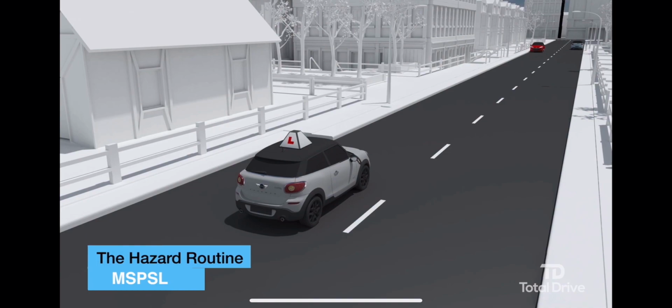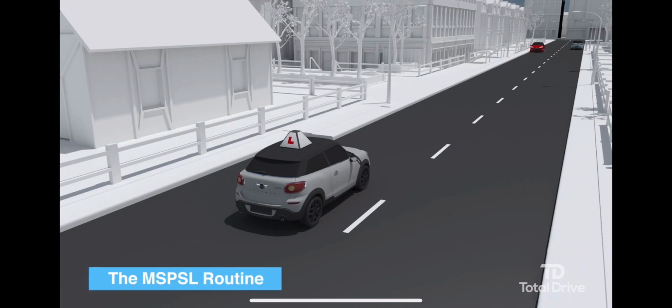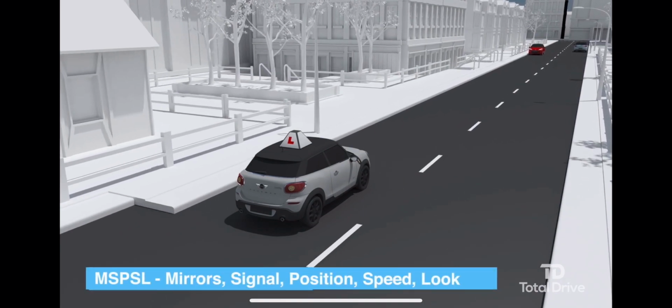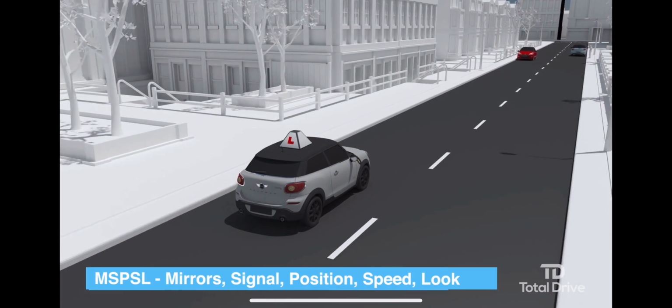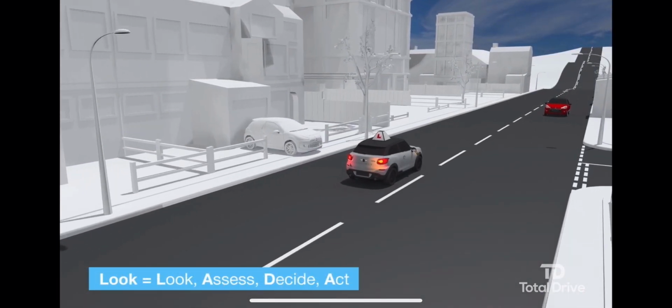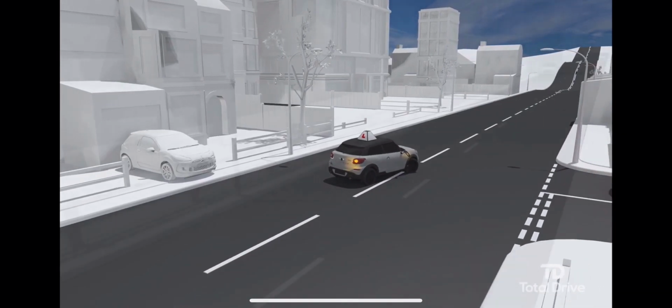MSPSL. The complete hazard routine is often referred to as the MSPSL routine. This is an easy way to remember the individual actions and the order in which they're considered. The letters stand for mirrors, signal, position, speed, and look. In this lesson, we have broken down look into look, assess, decide, and act, the ladder, in order to help you understand everything that goes into the routine.